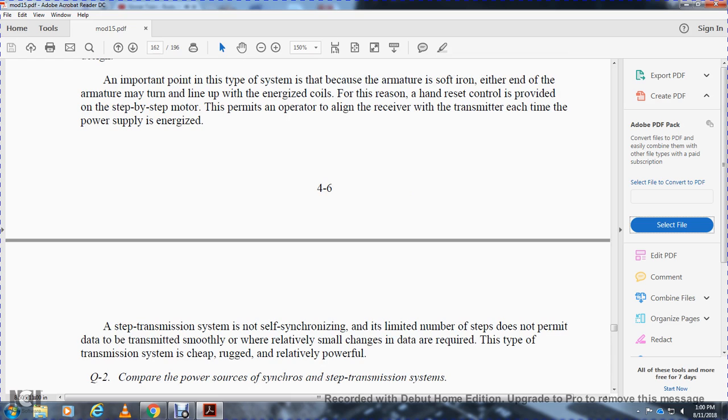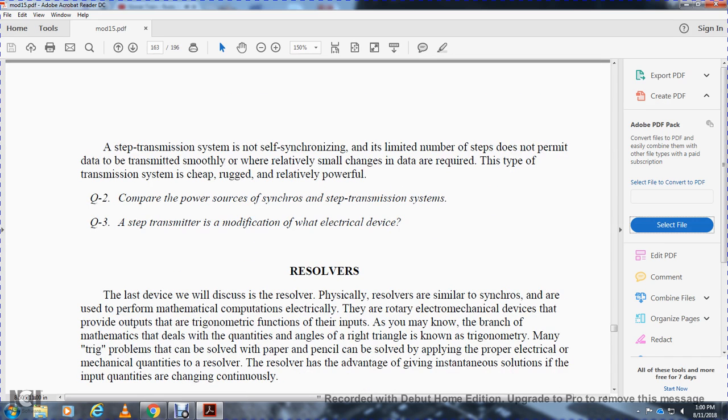The step transmission system is not self-synchronizing, and its limited number of steps does not permit smooth data transmission. For a relatively small amount of data, this type of transmission system is cheap, rugged, and relatively powerful. The resolver is the last device we will discuss.